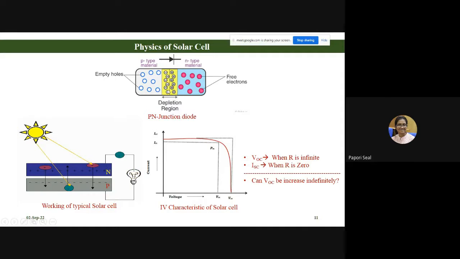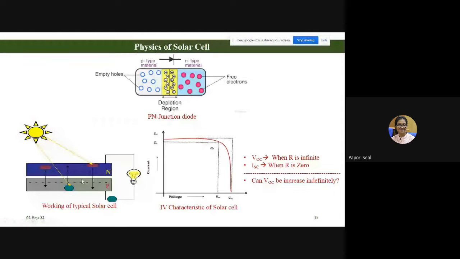Now when an electron hole pair is produced in the depletion region, what happens? Because of the electric field, nearby the n type material you have positive, nearby the p type material you have negative. This is shown here: at the edge of the p type you have negative space charge ions, and at the edge of the n type you have positive space charge ions. Now when the electron and hole pair is created in the depletion region, these electrons will move to the n side. Why? Because you have positive at the edge.